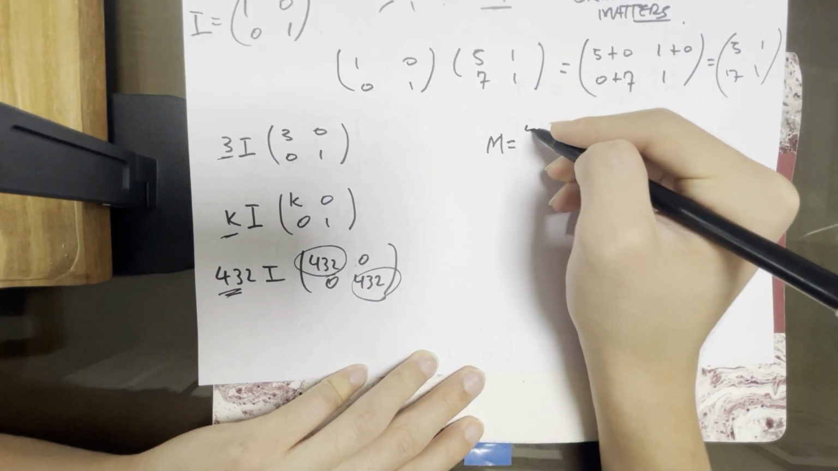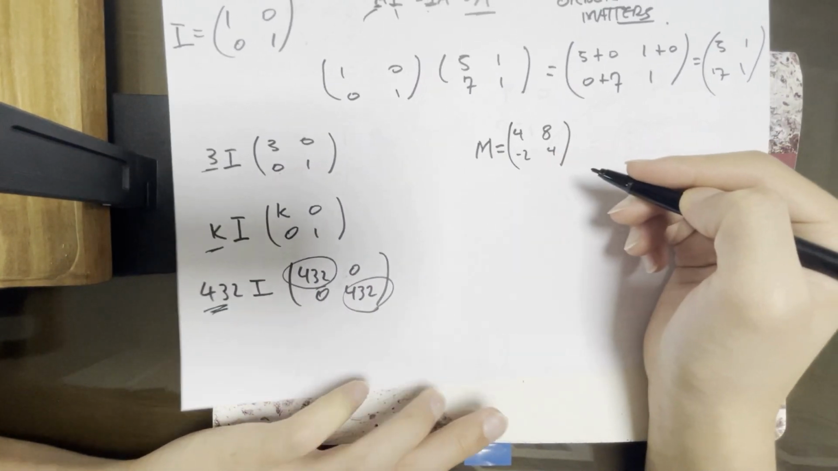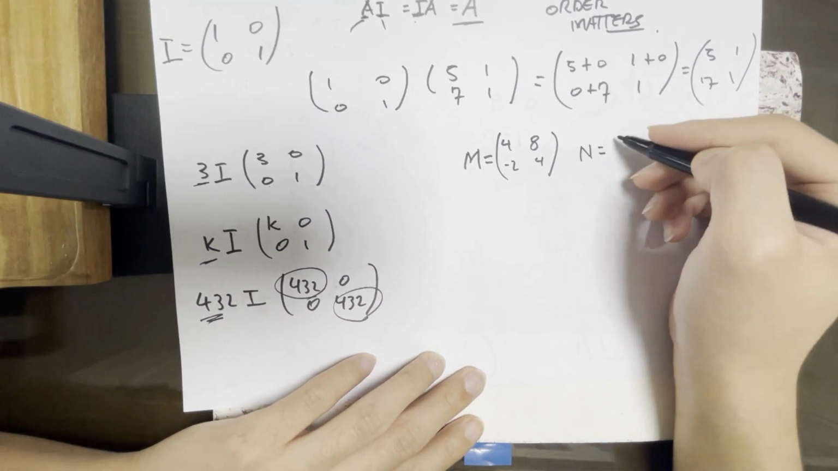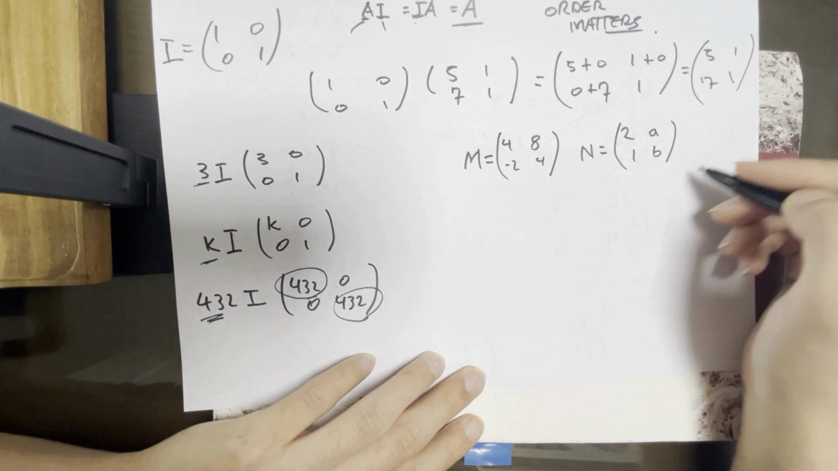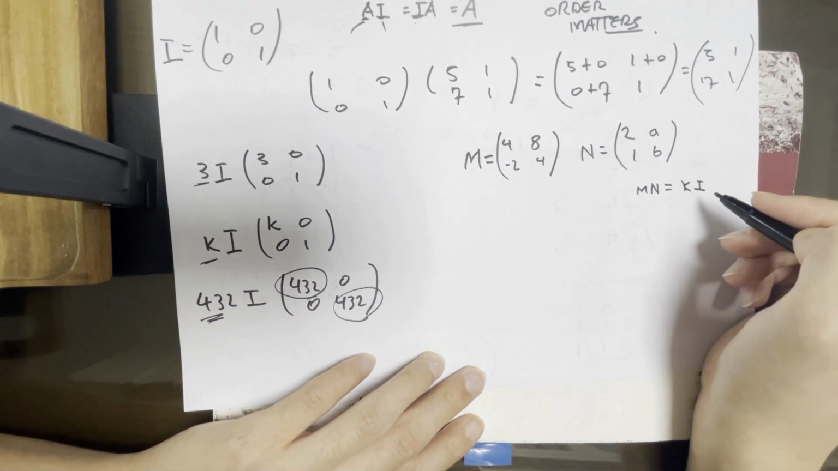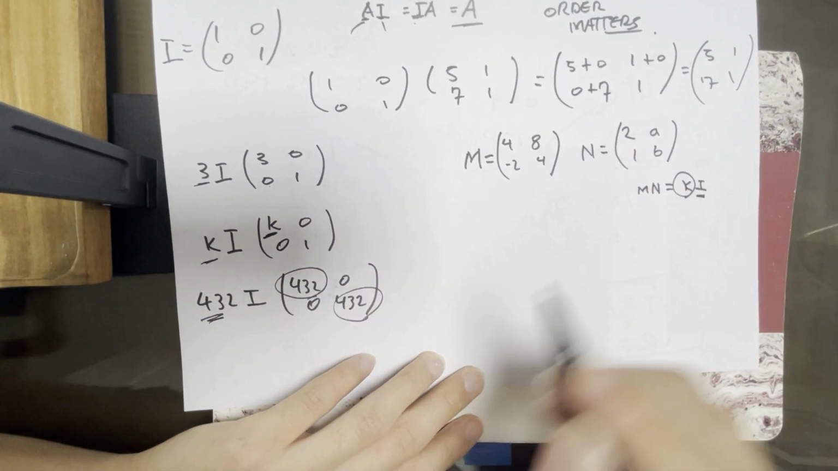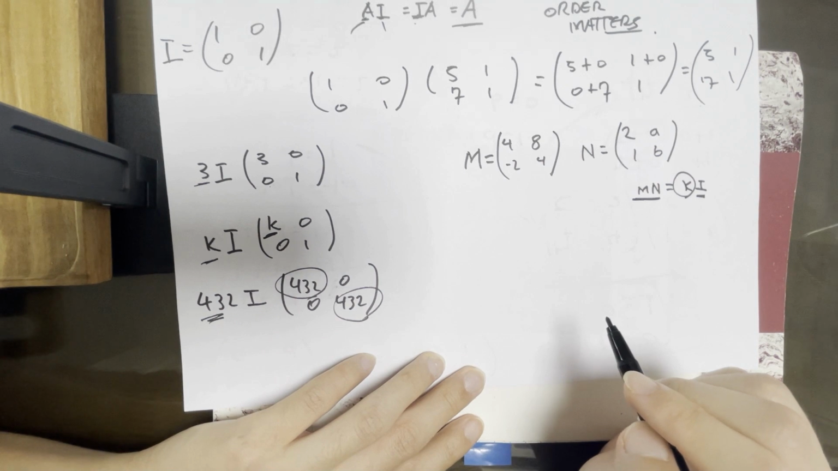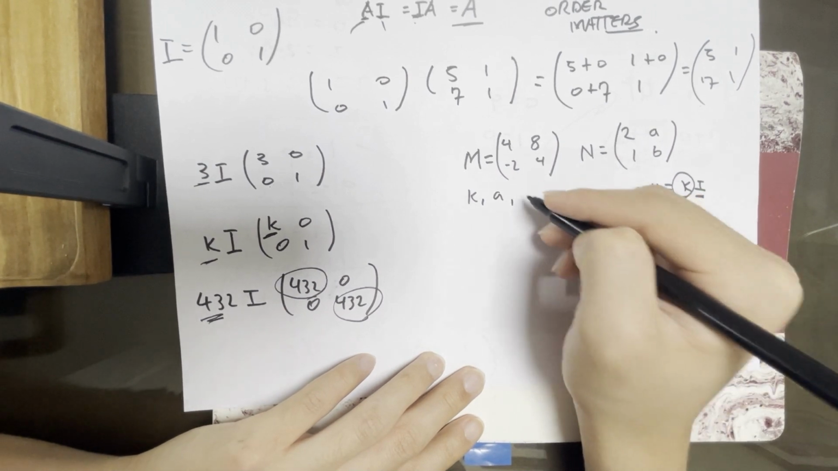M is [4, 8, -2, 4]. And N is [2, a, 1, b]. MN is equal to kI. k is simply an element in the identity matrix, right? And I is the identity matrix. So MN multiplied together is going to be equal to k multiplied by the identity matrix. So we have to find k, a, and b.